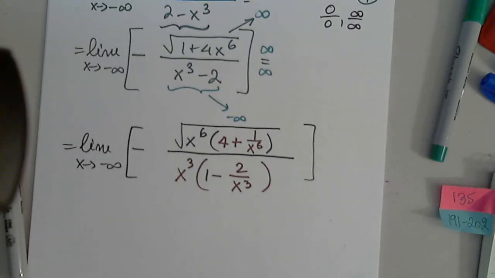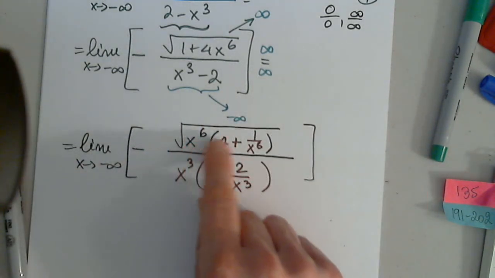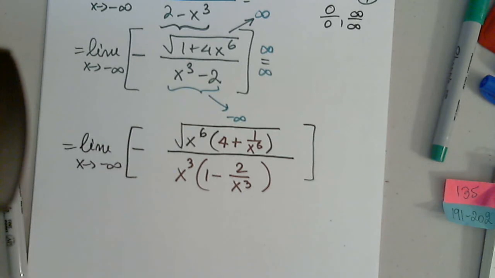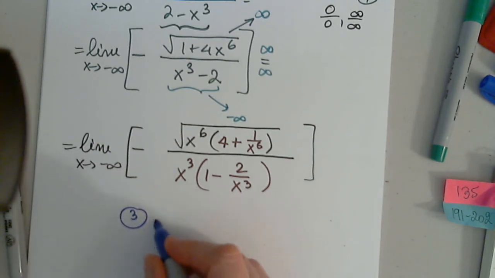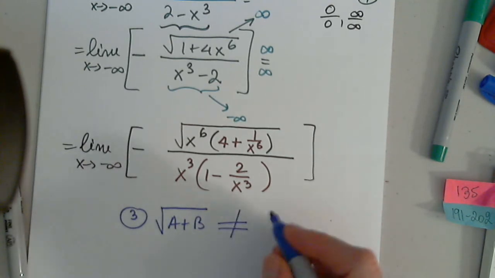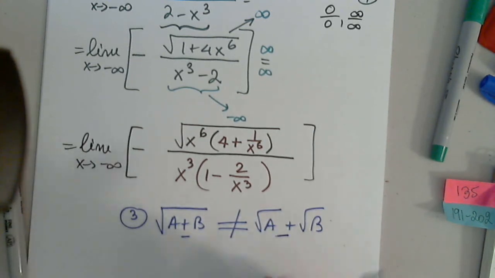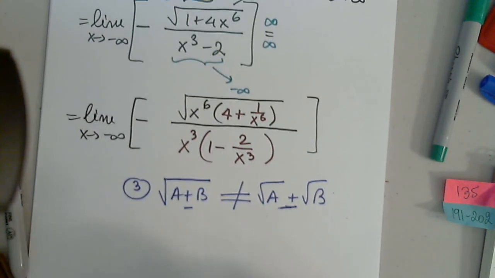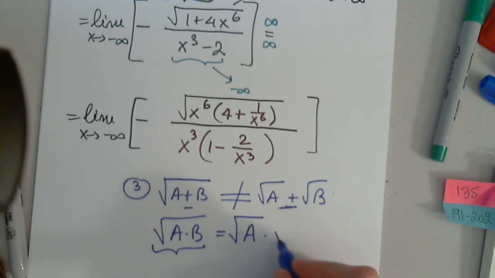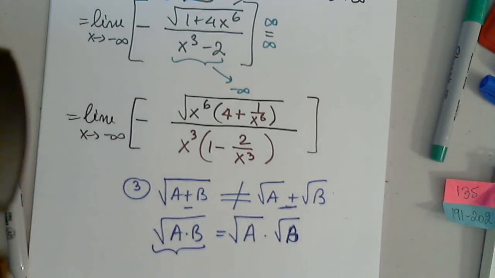Next step. Keep the denominator as is. We have the square root of a product. So another reminder, reminder number 3. The square root of a plus b does not equal the square root of a plus the square root of b, or minus. No. But the square root of ab, if they are real numbers, can be written as the square root of a times the square root of b.